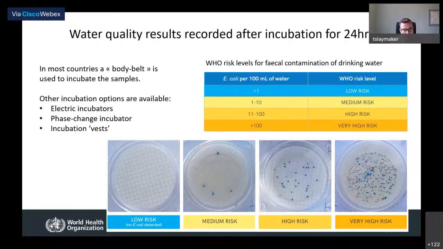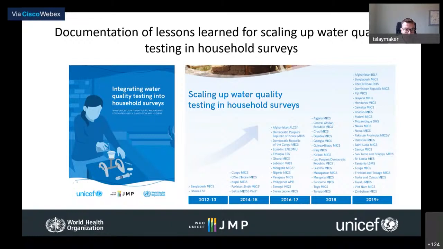And here you can see that once the sample has been filtered onto the paper and is incubated for 24 hours, then you can count the colonies, and the enzyme is specific to E. coli. It will turn blue during incubation if E. coli are present. So if there are no E. coli present, we consider that low risk. If there are between 1 and 10, that is medium risk. Between 11 and 100, high risk, and over 100, very high risk of fecal contamination. So we can use these results to then classify households according to the risk of fecal contamination in drinking water. And we've documented the lessons learned.